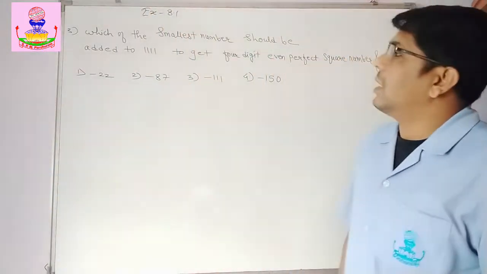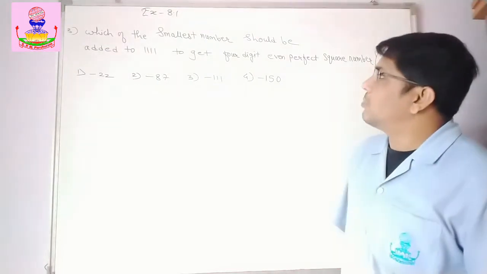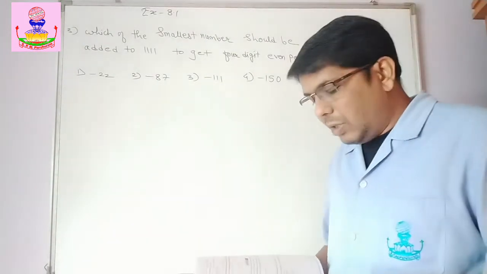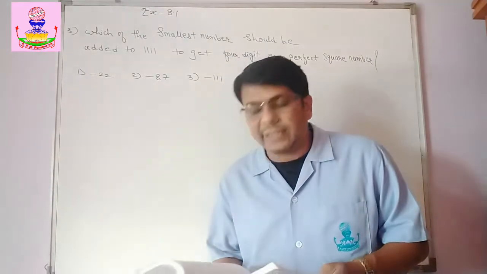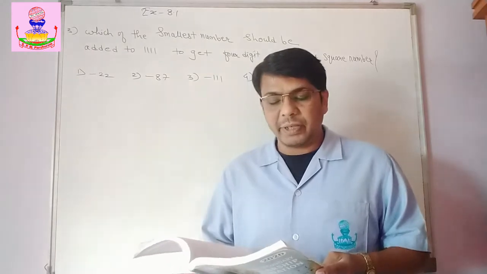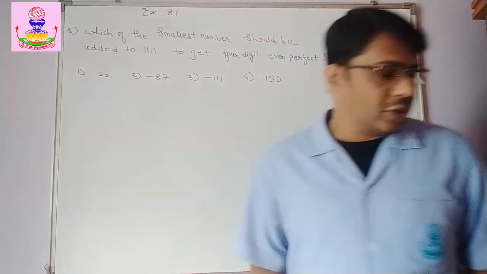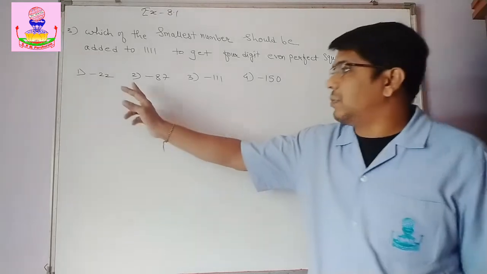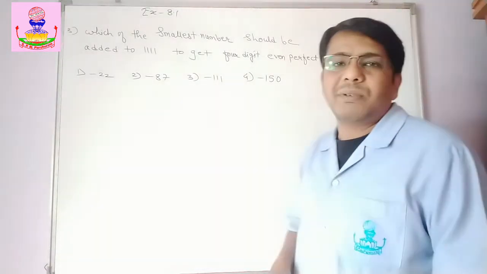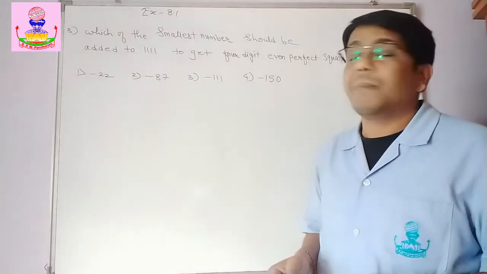Okay. The third example. Which of the smallest number amongst the following can be added to 1111 to get a 4-digit even perfect square number? So the options I have written here: minus 22, minus 87, minus 111 and minus 150.